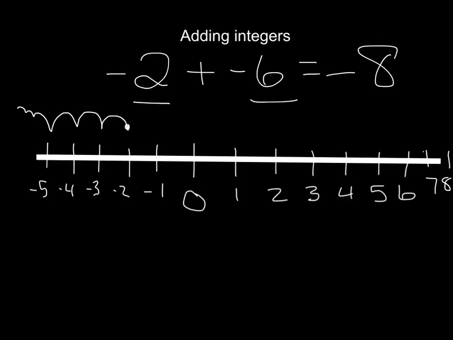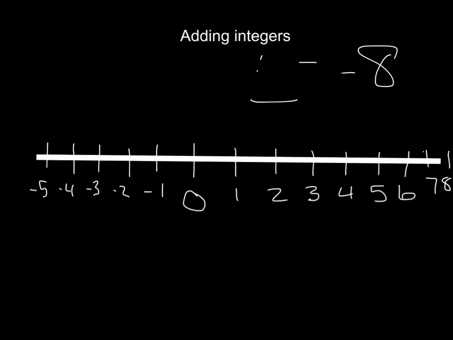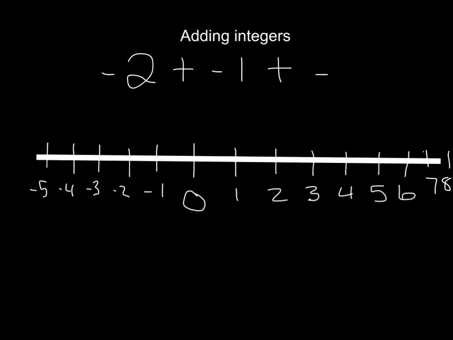Now, this works the same if you're adding two numbers together or four numbers together. If they're all negatives, you're constantly moving in the negative direction. So if you want to think of a real world situation, if you owe somebody $2, then the next day you owe them another $1, then the next day you owe them $2 more, how much do you owe them?